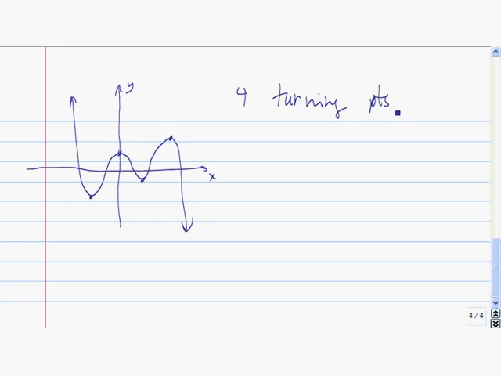A degree 2, the most it can have is 1. Degree 3, the most it can have is 2, and so on. So I know that the smallest degree that this polynomial can be is degree 5. Okay, so a degree 5 polynomial is allowed to have 4 turning points. Again, a degree 4 isn't allowed to have 4, a degree 3 isn't allowed to have 4, and so on.